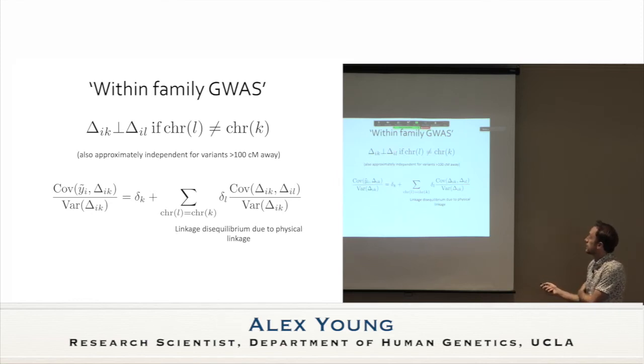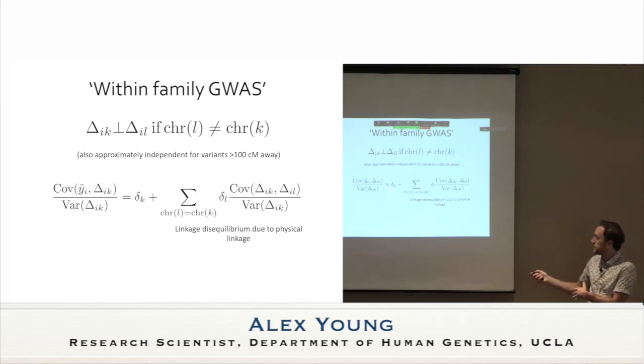So that's why we can say, regressing on the segregation genotype, we're getting the causal effect of that individual SNP, and then we're picking up some fraction of the causal effects of other SNPs on the same chromosome in proportion to their LD, the LD due to physical linkage. This is actually the assumption that LD score regression and a lot of methods make, which is true for this kind of within-family regression, but it's not actually true for standard GWAS.